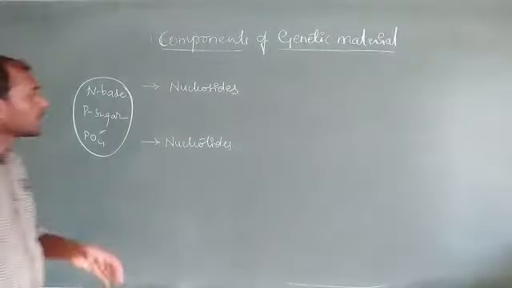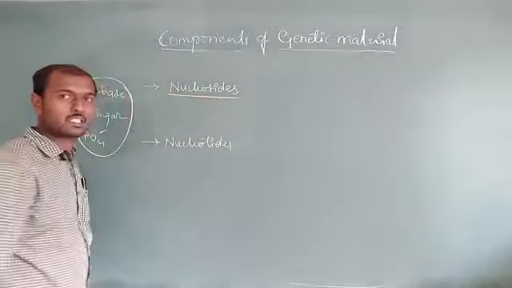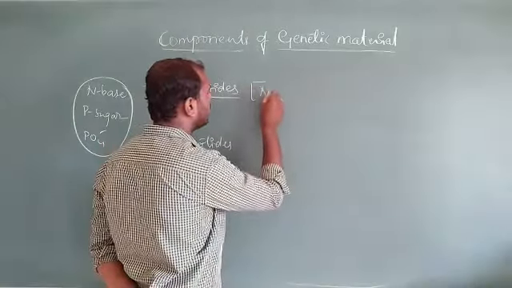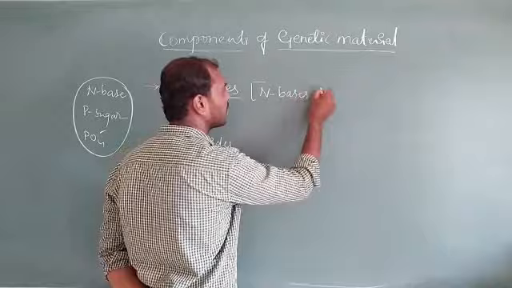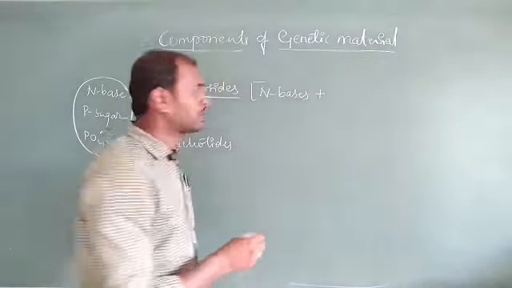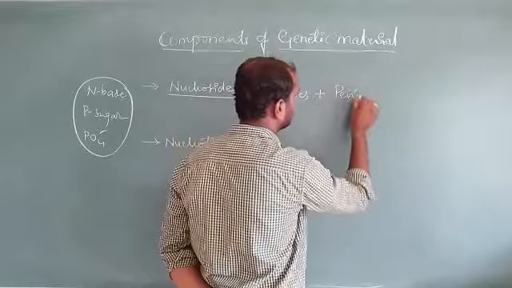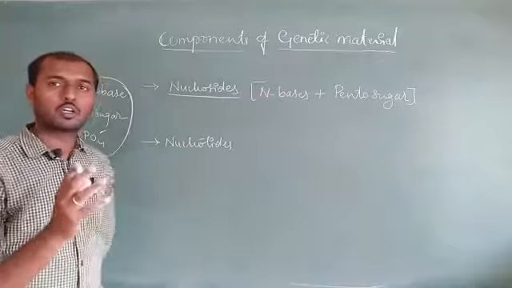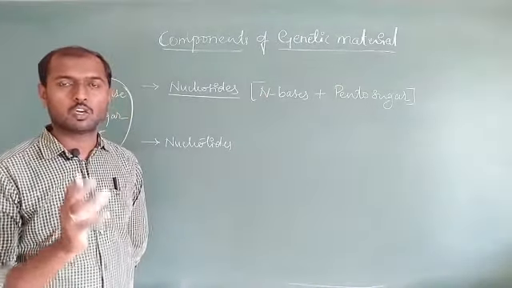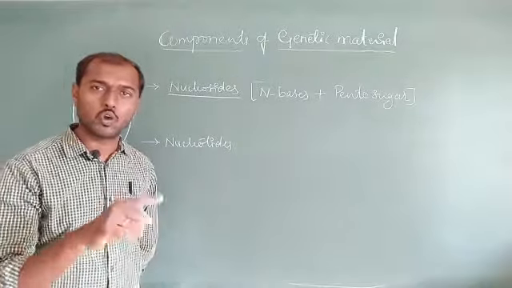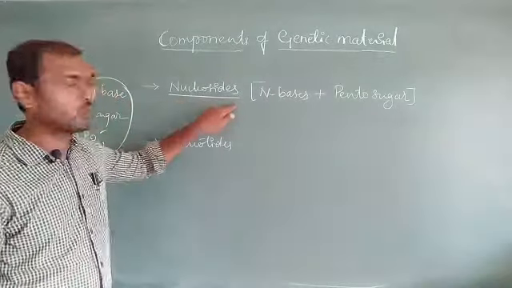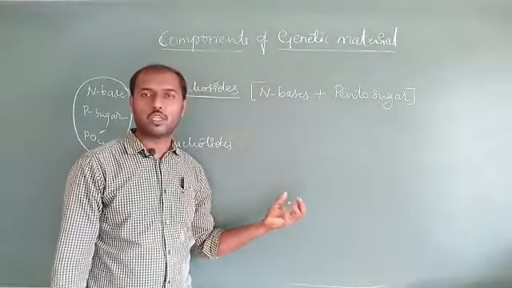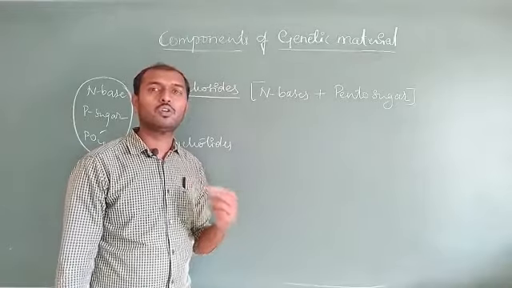Okay, the first one is nucleosides. What are nucleosides? When the nitrogen bases react with pentose sugar, the complex or component formed by the reaction of these two molecules is called a nucleoside. So what we get when these two join is called a nucleoside.